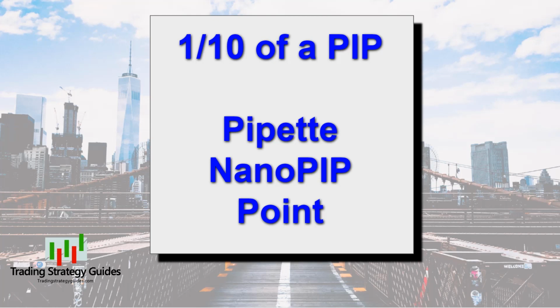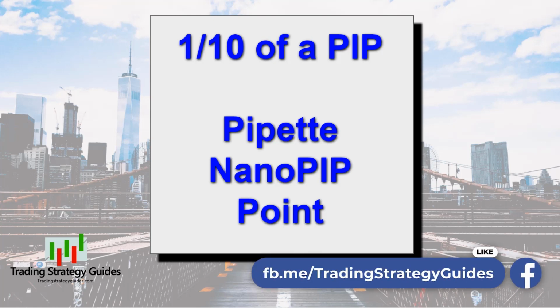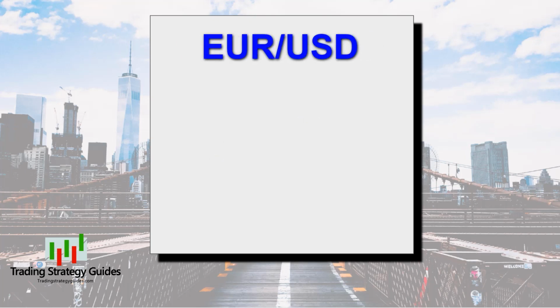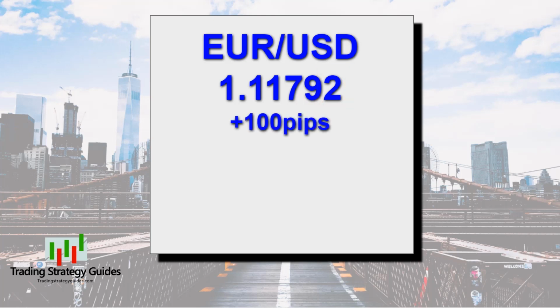Most brokers now price out currency pairs to 5 decimal places, or in the case of the Japanese yen pairs, 3 decimal places. For example, if you look at the Euro USD currency pair, the price looks like this, 1.11792. The 9 represents the pips, the 2 represents the points. In this case, an upward move of 100 pips would go to 1.12792. I would typically round the 5th decimal place to the nearest pip.